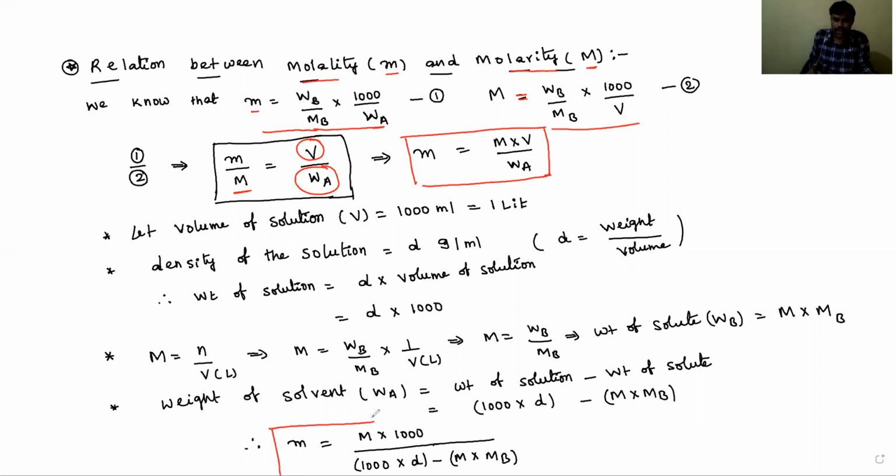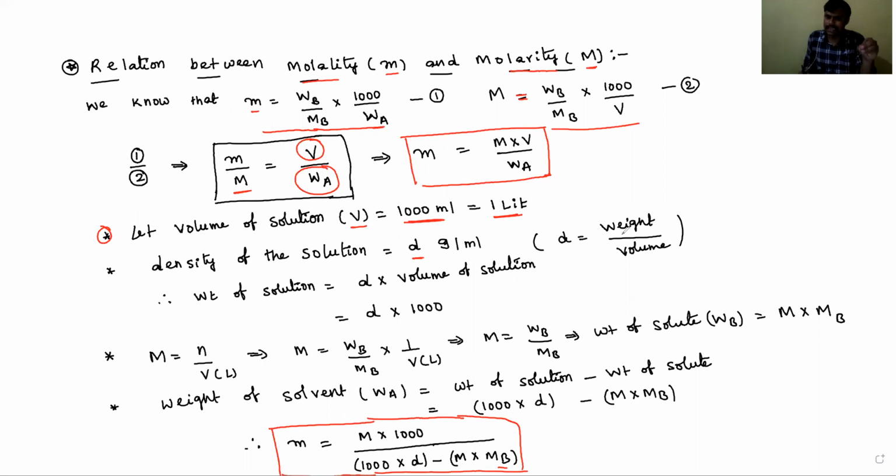Molality is equal to molarity into 1000, divided by 1000 into density minus molarity into gram molecular weight of solute. MB means gram molecular weight of the solute. How did this formula come? Consider that the volume of solution V is equal to 1000 ml, dear students. 1000 ml is nothing but 1 liter. So for 1 liter of solution, consider that the density of the solution is D gram per ml.